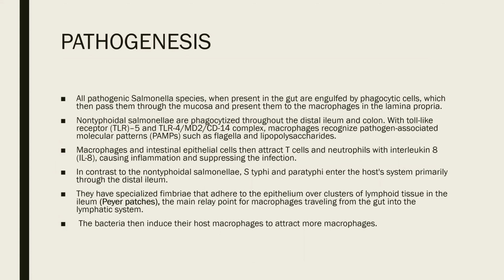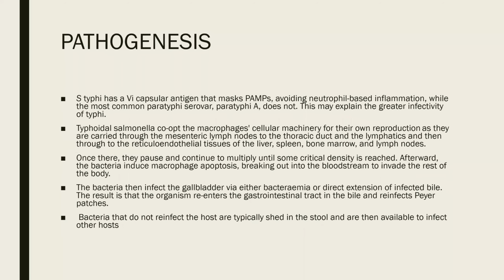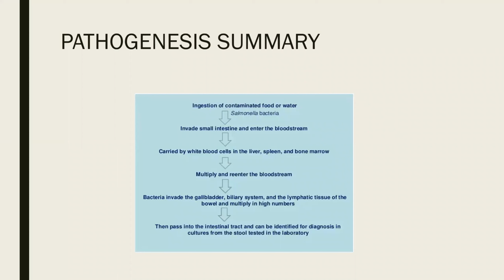So this is just the notes to look at all that. It basically gets to the Peyer's patches and then moves through, evading all the immune responses. So this is just a summary of it. When there's ingestion of contaminated food or water, it invades into the small intestine, seeps into the bloodstream, is carried by the macrophages into the reticuloendothelial system, and then they multiply and re-enter the bloodstream. The bacteria invade the gallbladder, the biliary system, and the lymphatic tissue of the bowel, and they multiply in high numbers, and then they are passed into the intestinal tract and get into stool and urine as well.